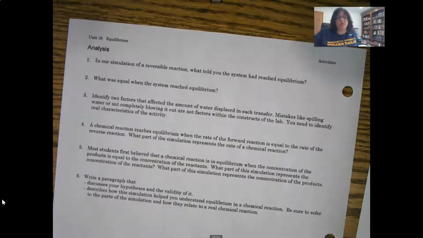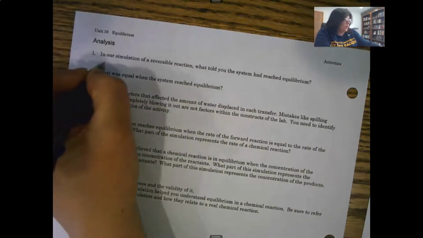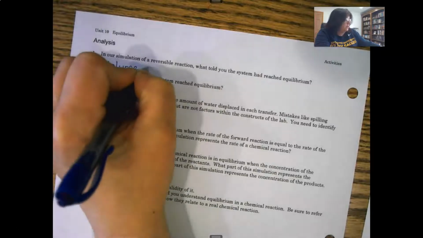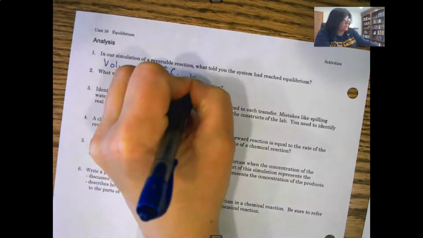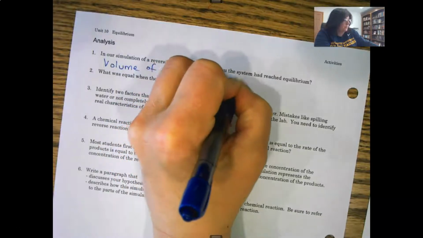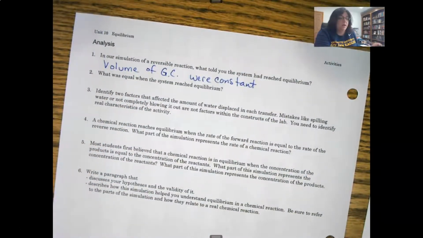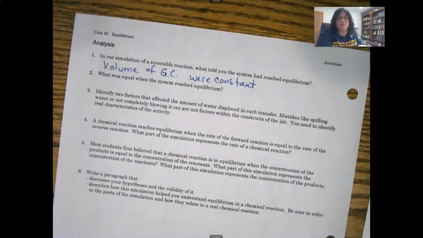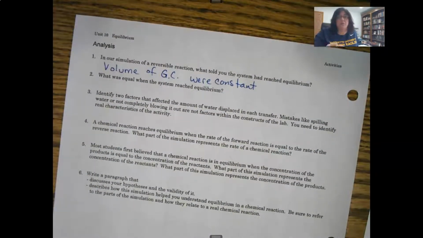So in our simulation of a reversible reaction, when did you know that the system had actually reached equilibrium? Or I should say, how did I know that the system had reached equilibrium? I looked and saw that the numbers in the graduated cylinders stopped changing. So it's not that they were equal, it's that they were constant. The volumes of the graduated cylinders were constant. They stopped changing. They weren't equal, but they were constant.